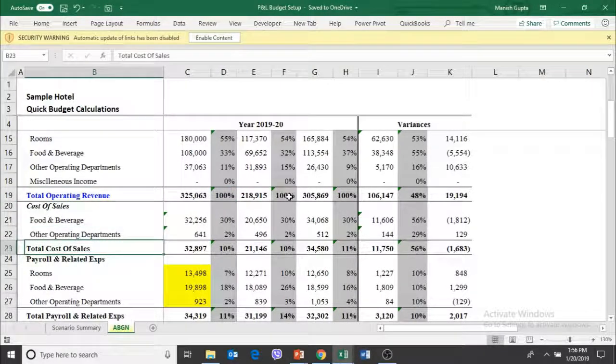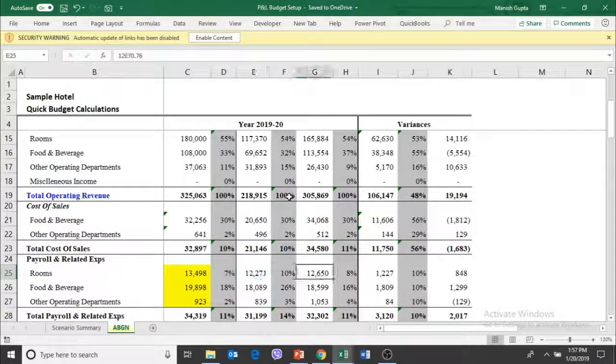Okay, now you can see more of the P&L on one screen. Here you can see we have done cost of sales separately. The cost of sales is also formulated from the total respective revenue, right? Now you have payroll-related costs. Payroll is not related to the revenue because it's a fixed cost.